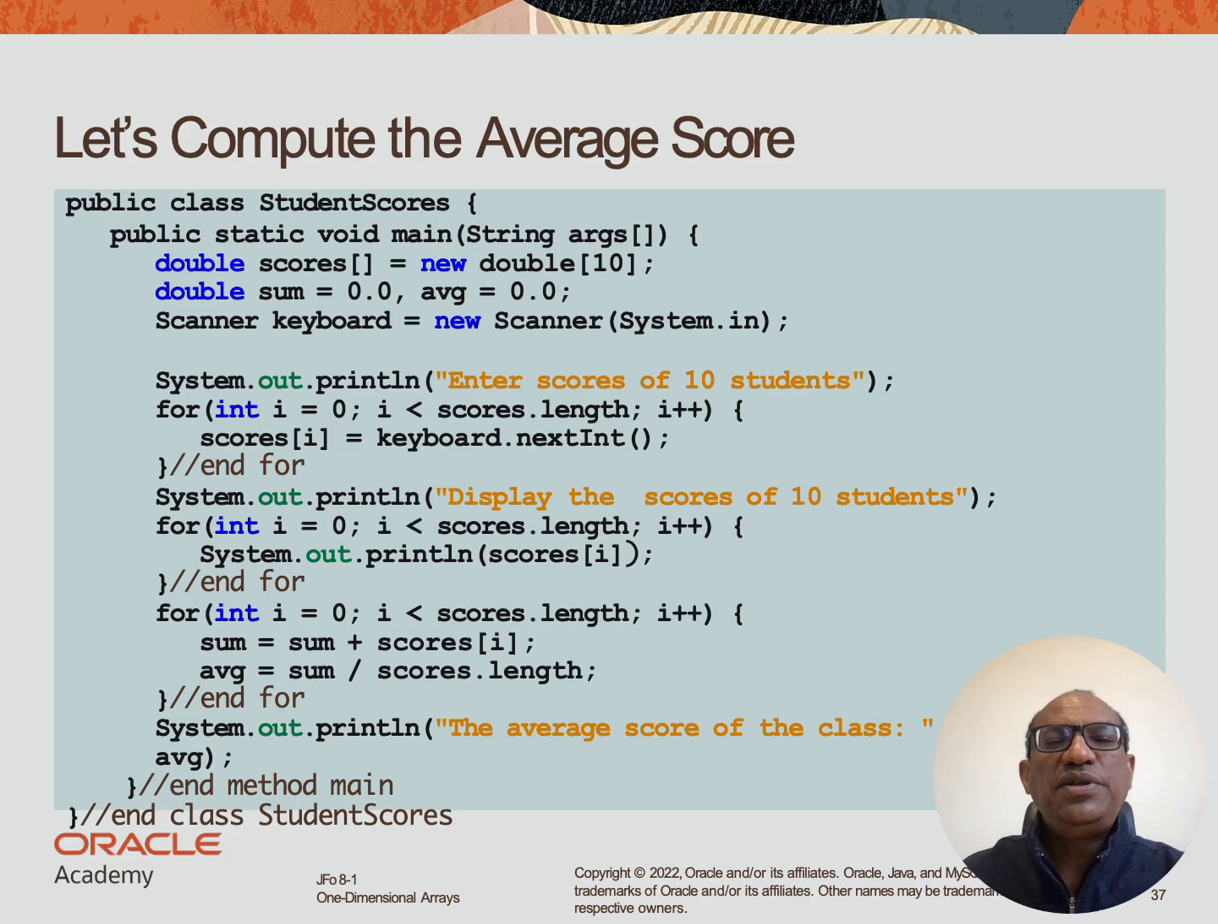In the slide example, the program prompts you to enter one score for each of 10 students of a class by using the Scanner class. The scores are stored in an array called scores. Next, the scores stored in the array are printed to the console by traversing the array with a for loop. Using another for loop, the sum of the 10 scores is computed, and the average score is obtained by dividing the sum by 10, the total number of scores. Finally, the average score of the class is displayed.